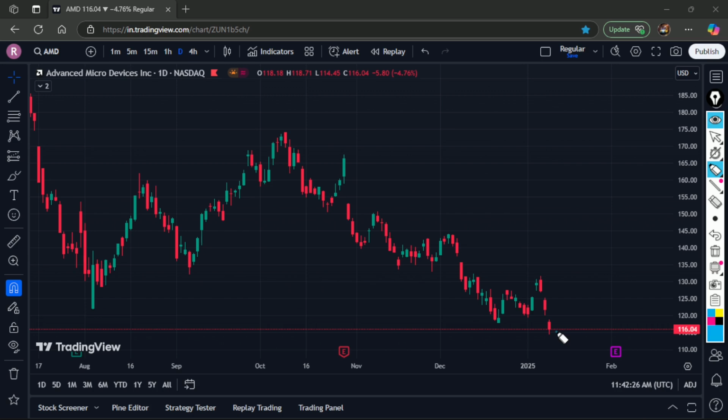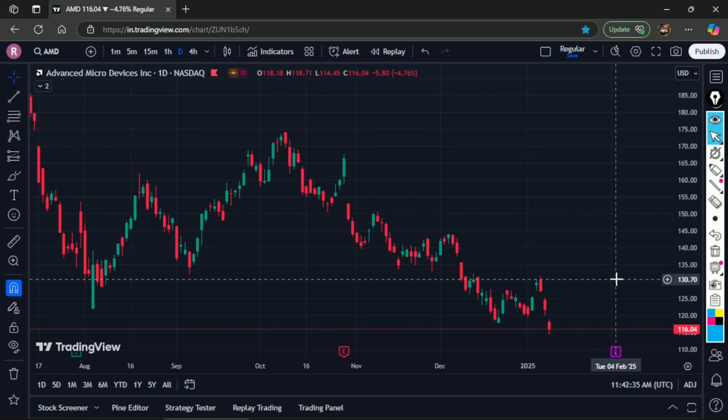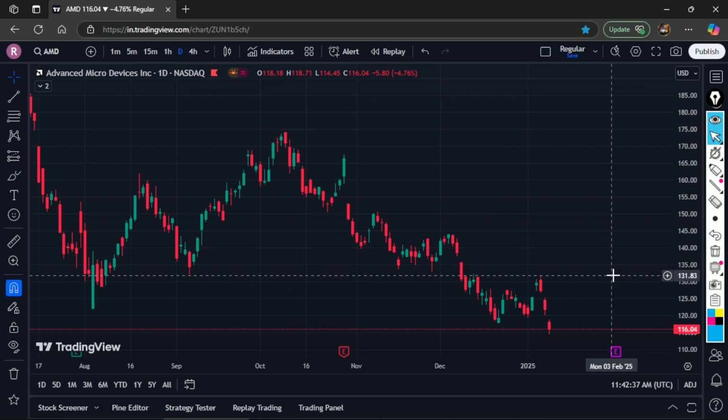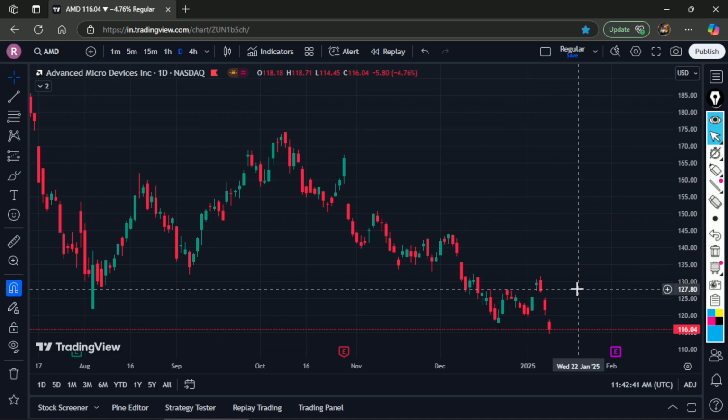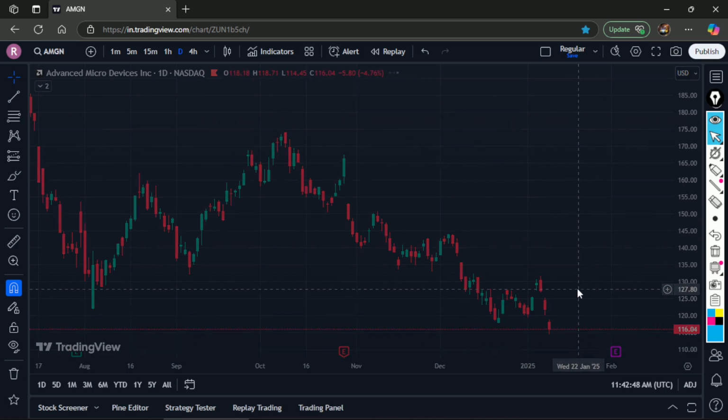So I'm just expecting a green candle here near about this level. Then after that, if it breaks down, then a new low can be made here. But we're just going to wait here to see what can happen. We are just expecting a green candle, a bullish retracement candle type of thing, in AMD on the daily time frame.